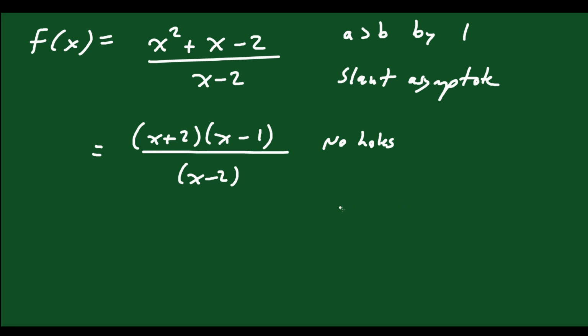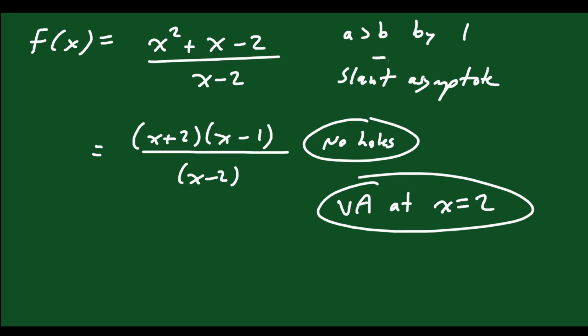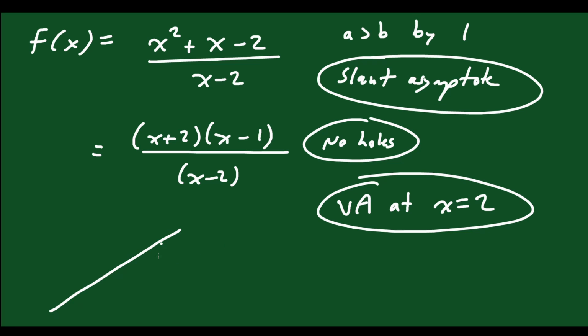Now what about the vertical asymptote? Well, you set the bottom to 0, solve for x, you're going to get x equals 2. So you have a vertical asymptote at x equals 2, there's no holes, and there's a slant asymptote. Now, how do we figure out where the slant asymptote is or what it looks like, right? Because a slant could go like this, but it could also be like this, it could be like this. We don't know what it looks like, right? We don't know the slope of it. So that's what we have to find. We have to find the actual equation of the slant asymptote.